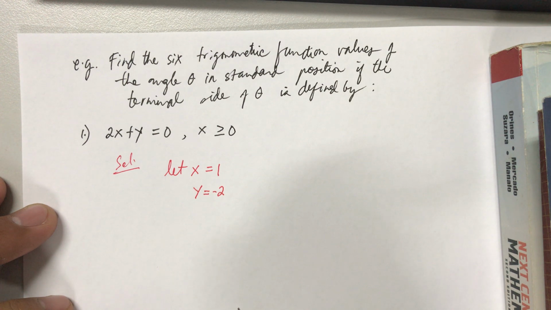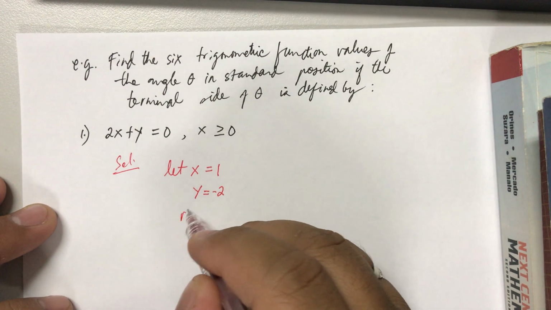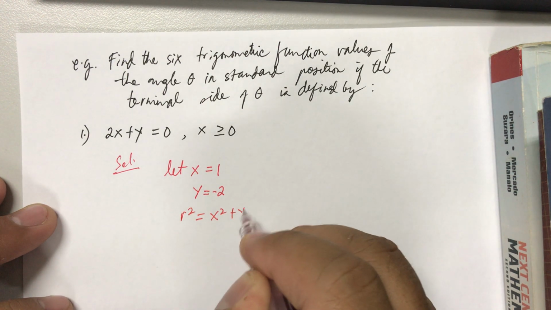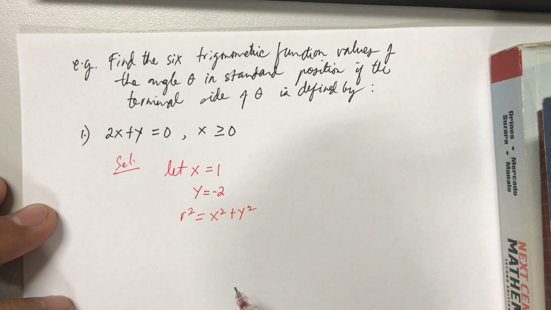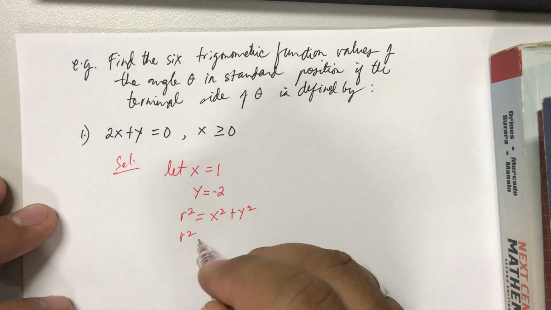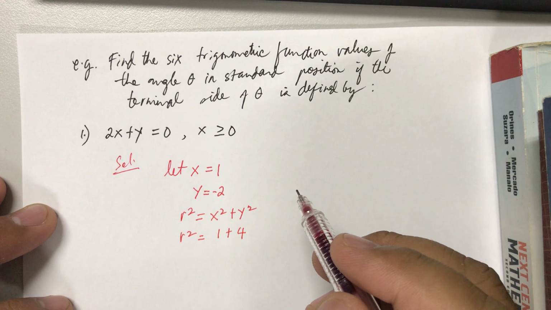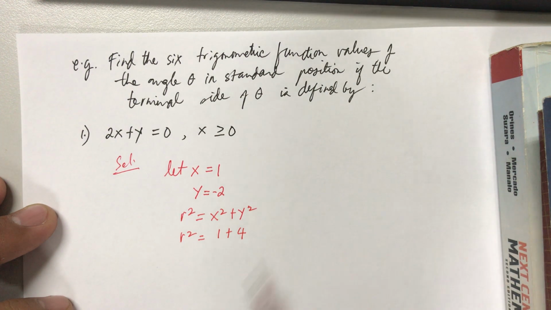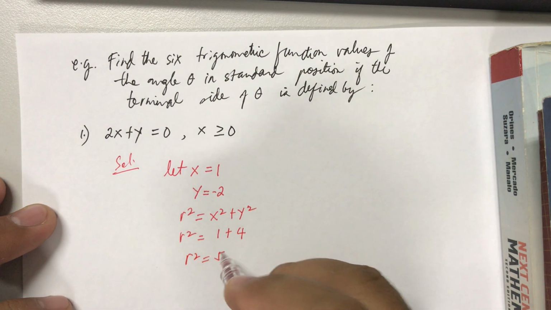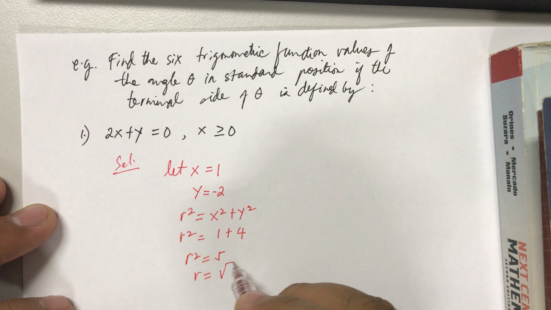Next, find r. R squared is equal to x squared plus y squared. An equation or a formula we have already established a while ago, or in the first video. So if r squared is equal to x squared plus y squared, r squared is equal to 1 plus 4. 1 and 4 are obtained by squaring 1 and negative 2. The sum of 1 and 4 is 5. R squared is equal to 5. Therefore, r is equal to the square root of 5.